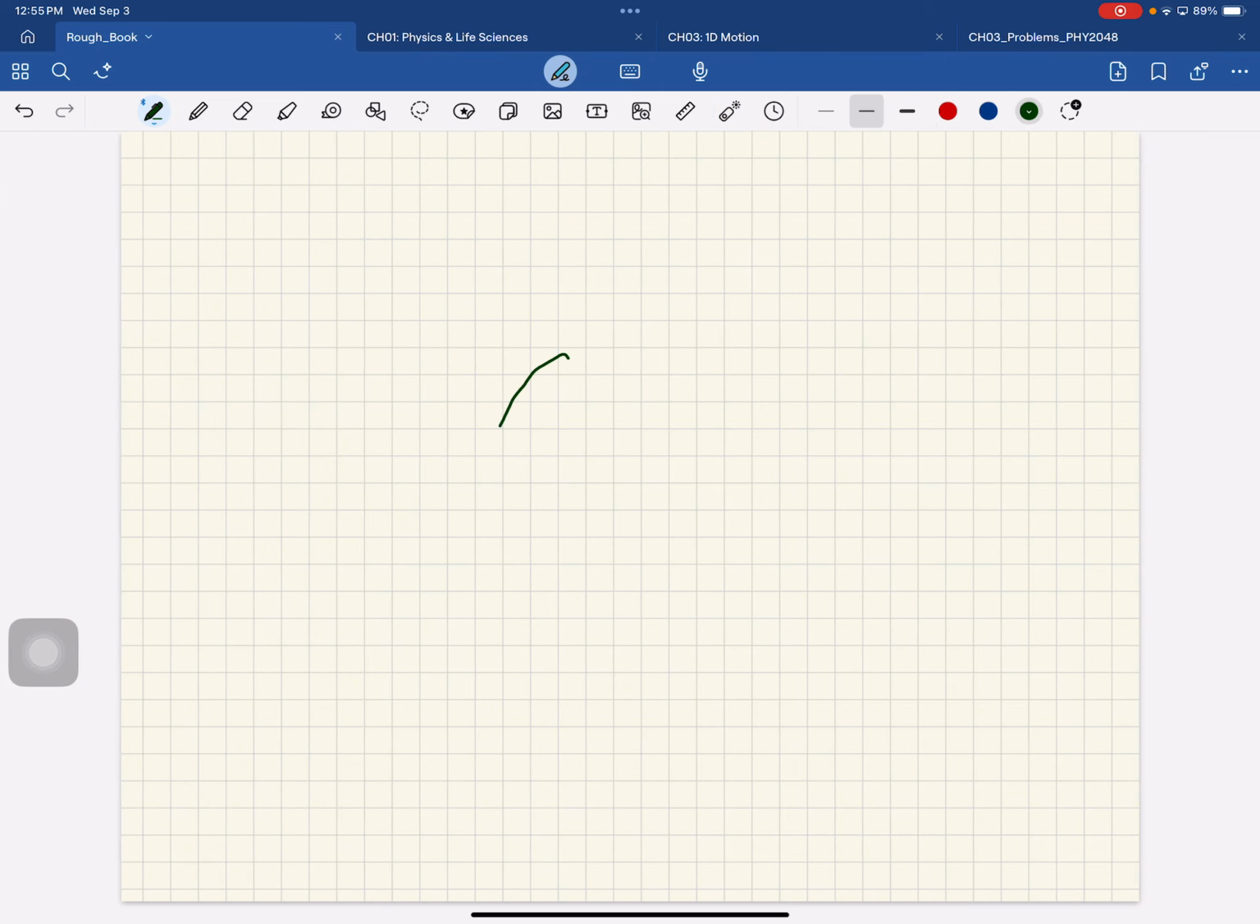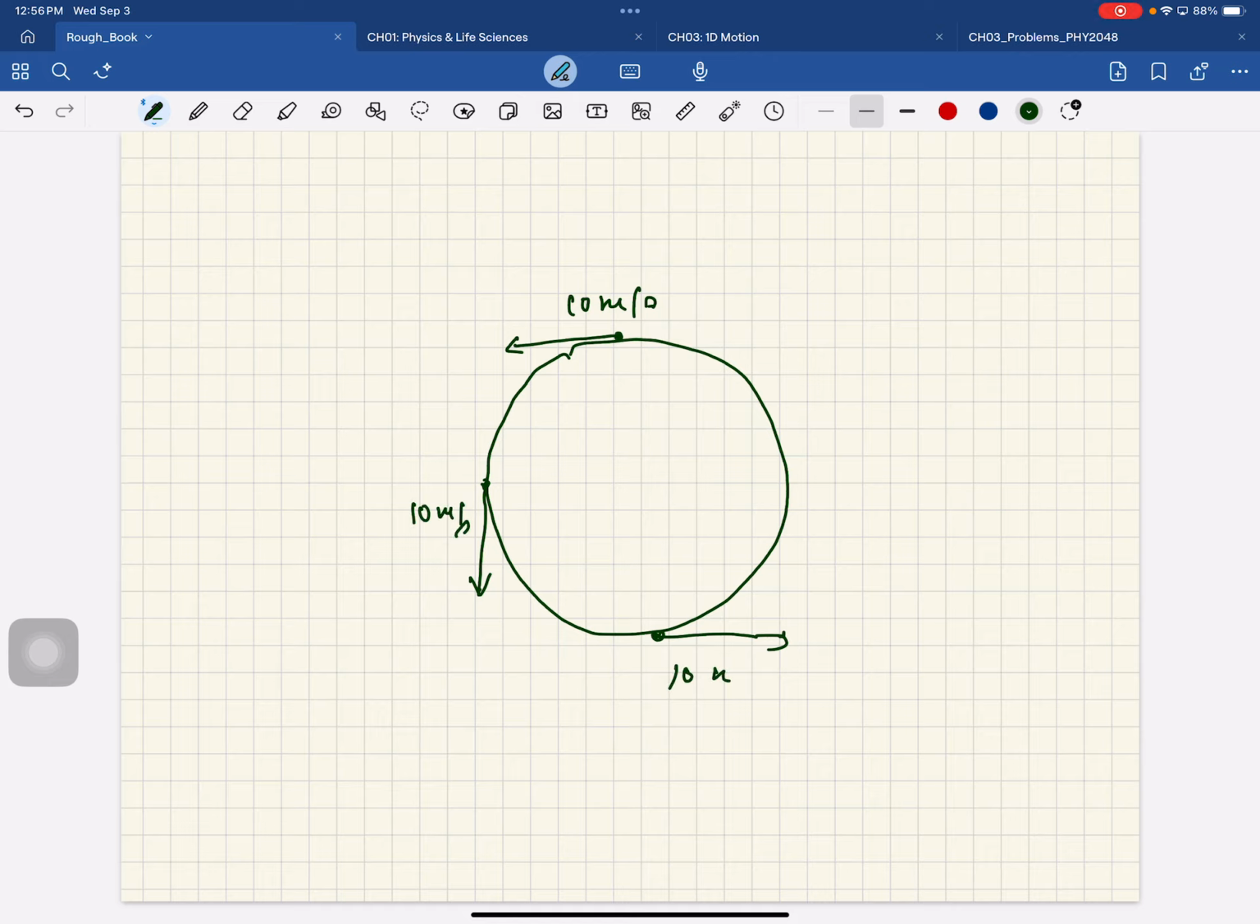All right, so this is a good time to introduce this. Ten meters per second. Are you accelerating? We covered both bases, yes and no. Yes, because you're changing direction. Very good. Vector change. So you are accelerating.